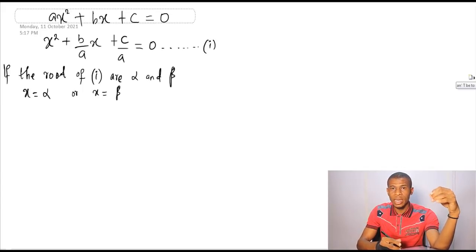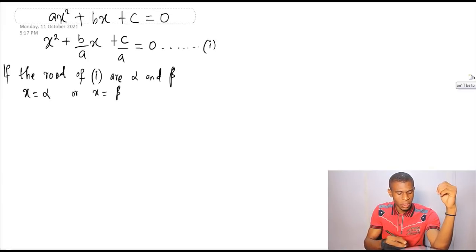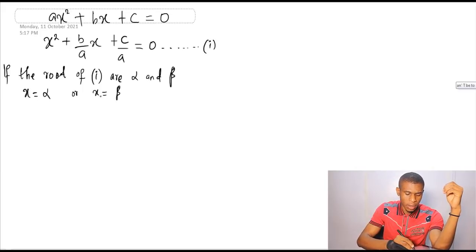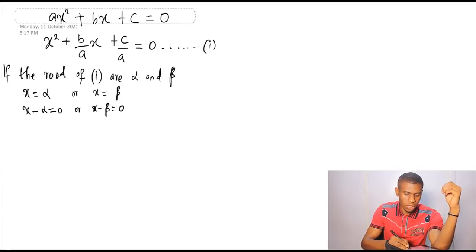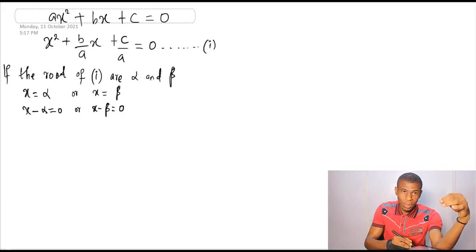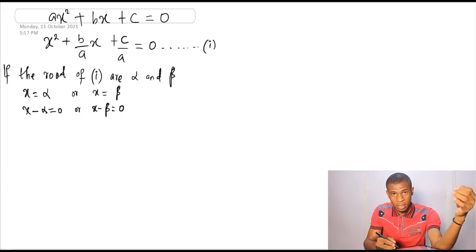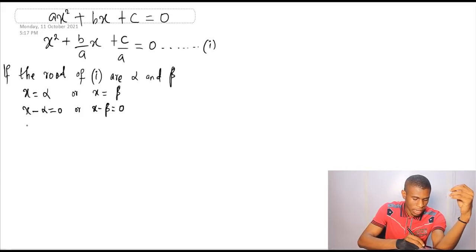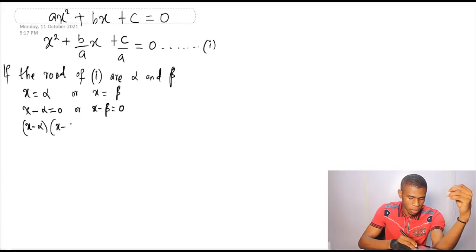Let's use the roots alpha and beta to form a quadratic equation. If x is equal to alpha or x equal to beta, we also have that x minus alpha is equal to 0, or x minus beta is equal to 0. If x minus alpha is equal to 0 and x minus beta is equal to 0, the product of these two is also equal to 0. I have that x minus alpha multiplied by x minus beta will still be equal to 0.